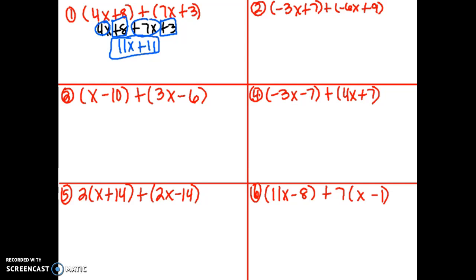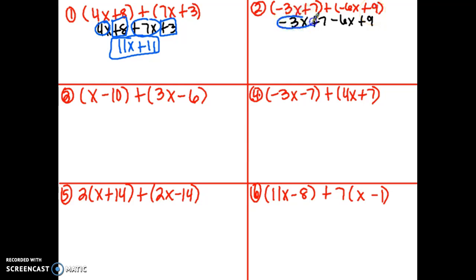Number 2, again, there's nothing to distribute, so I'm just going to rewrite it without parentheses. Negative 3x plus 7 minus 6x plus 9. So all I did was rewrite this without the parentheses and without the plus sign because it didn't change anything inside the parentheses.